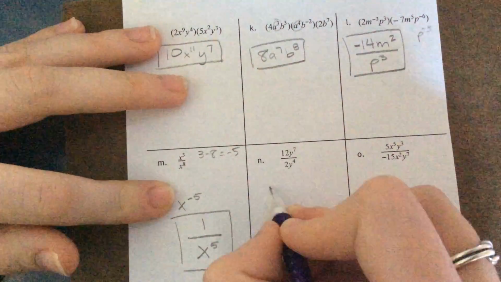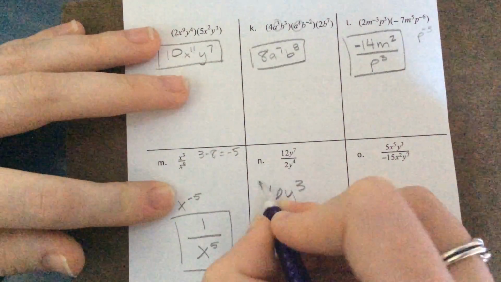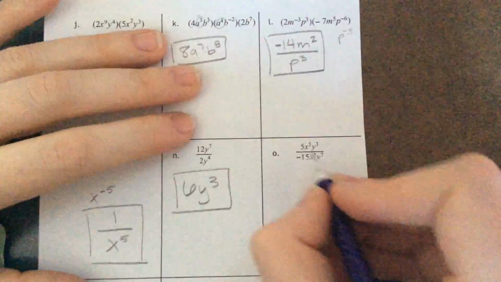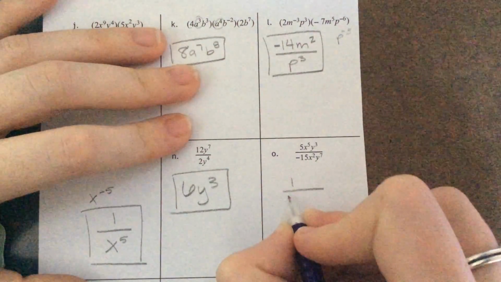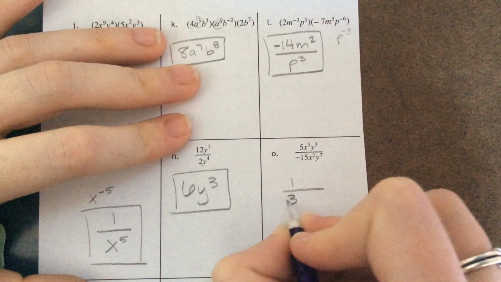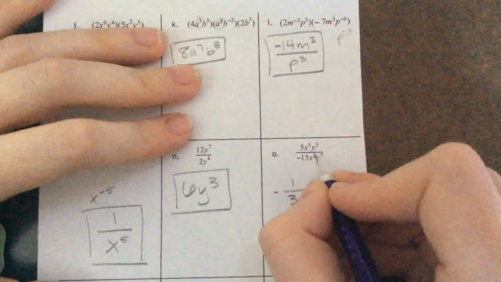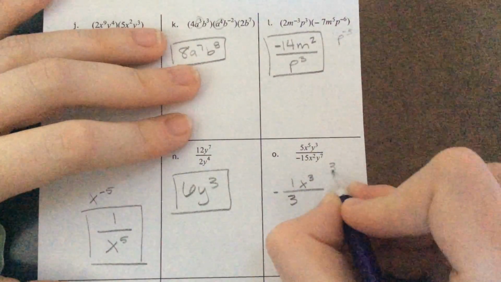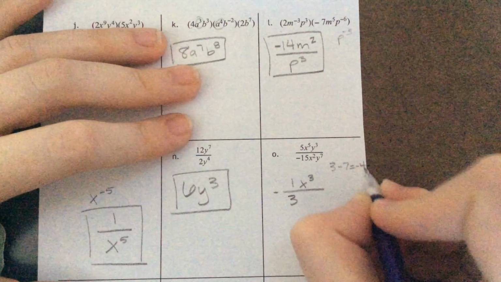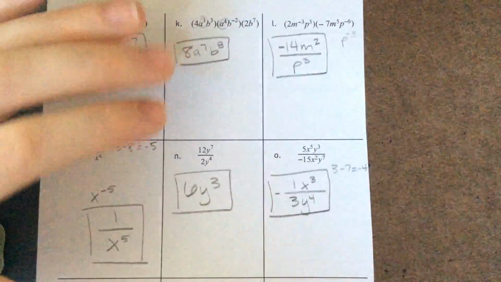Here, 2 goes into 12 6 times. And you subtract. 7 minus 4 is 3. So we get 6y to the 3rd. Here, 5 over 15 reduces to 1 over 3. You can keep the negative in the denominator, or you can put the negative out in front. So we have negative 1/3. 5 minus 2 is 3, so we got x cubed. And 3 minus 7 is a negative 4, so you want your y to the 4th to be in the denominator.